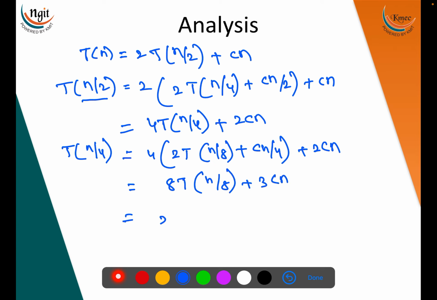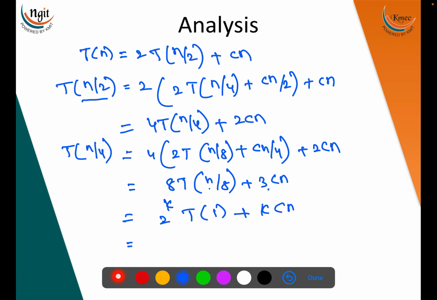Now assume that 2 power k T of 1 plus k Cn. Now I am taking a constant value. Now this thing I can write as what? 2 cube, and this is what? 3. So here 2 power k I can assume, right? 2 power k T of 1. Now what is this T of 1? When I am writing this n by 8 in recursive algorithms, the n by 8 value will reduce to 1. So that is 2 power k T of 1 plus k Cn.